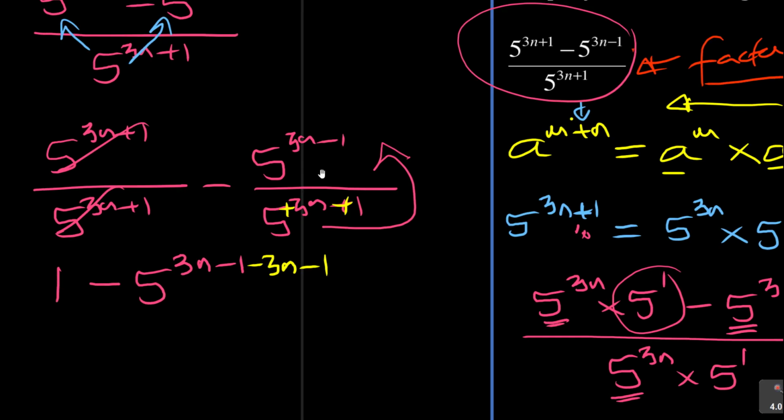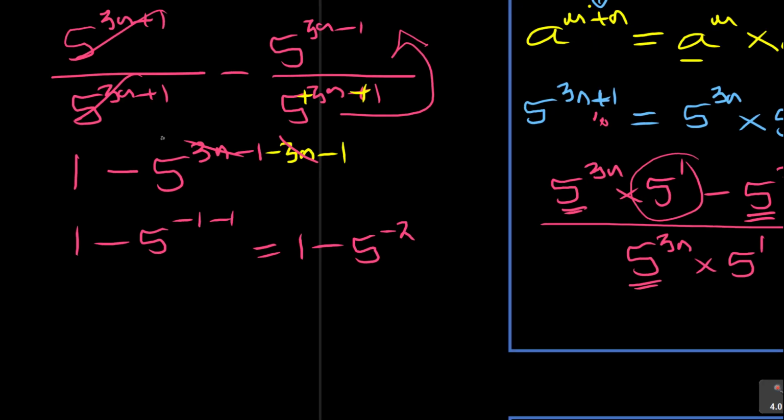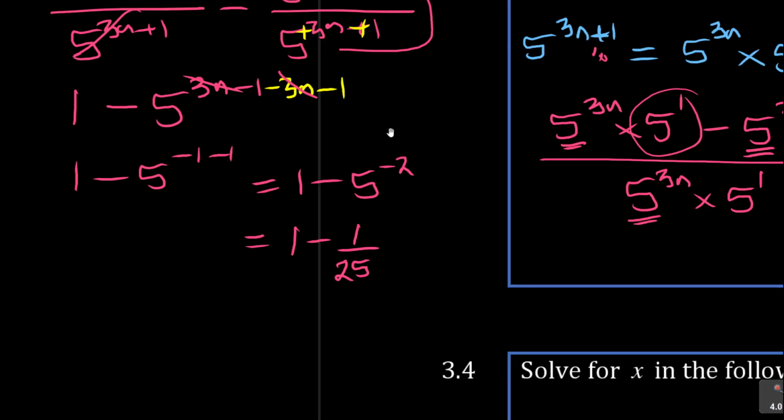Are you seeing that? And then you can go on here and say 1 minus, now 3n minus 3n is gone, which is 5 to the power of negative 1, which is 1 minus 5 to the power of negative 2. You see that? Now you need to know what that is. Take a calculator. It will give you 5 to the power negative 2. It will be 1 minus 1 over 25. See that? Then when you are subtracting that, 1 is the same as 25 over 25. Then 25 over 25 minus this will give you 24 over 25.